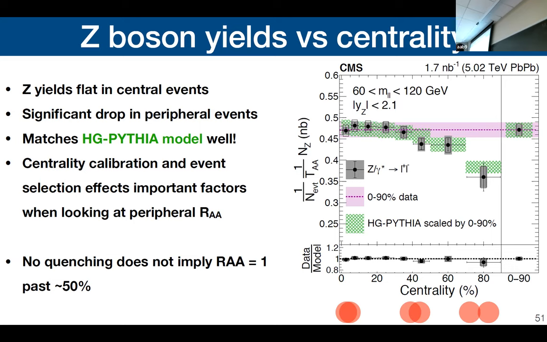So this means that the centrality calibration and event selection effects that this model proposes seem to be very important factors when we look in these peripheral collisions, right? And it also means that no quenching does not necessarily imply RAA equals one, which is what we're always taught in an introductory course about this, right? Past 50% or so, between 50 and 90%.